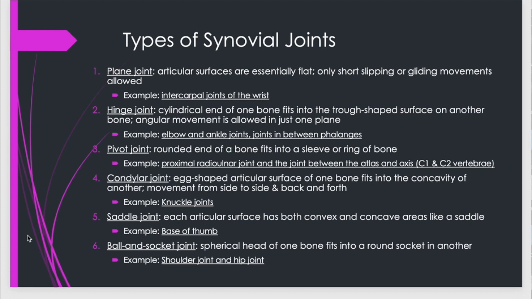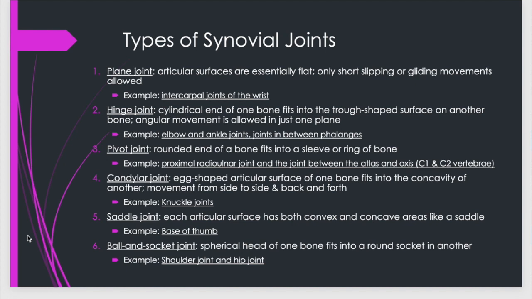A hinge joint, think of the hinge on a door that allows the door to open and close. You have a cylindrical end of a bone fitting into a trough-shaped surface on the other bone that it forms the joint with. And that movement, just like a door, is allowed in one plane. So we would see that in our elbows and our ankles, as well as the joints between our phalanges. So like if you bend and straighten your fingers or your toes.